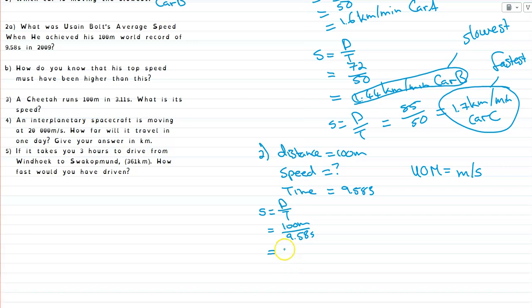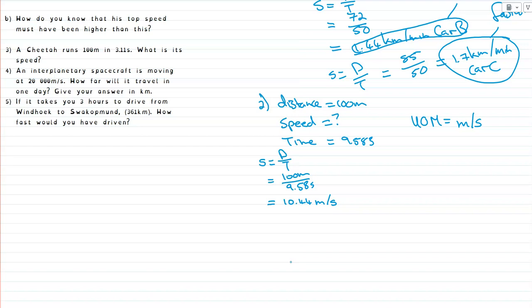10.44 meters per second. So for every second he ran 10 meters. That is really fast. For every second he ran 10 meters. Yes, that dude is fast. All right, so let's look at now question number 3.